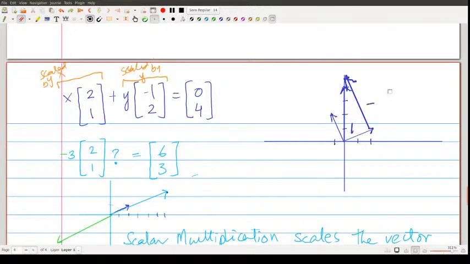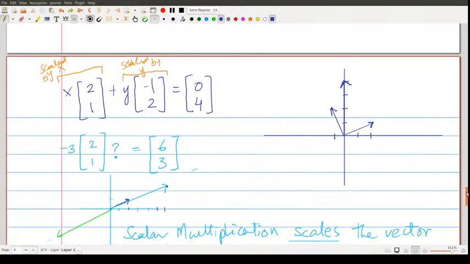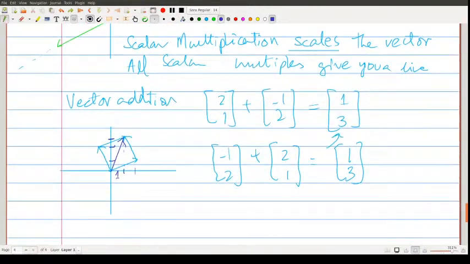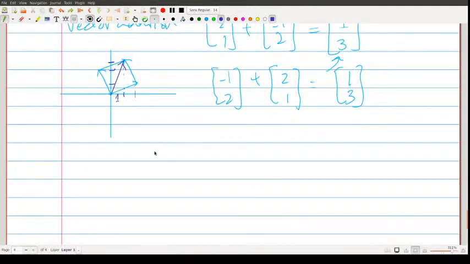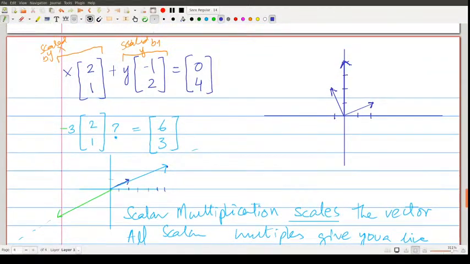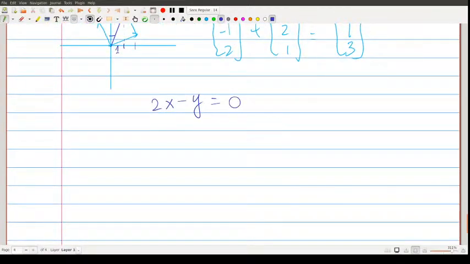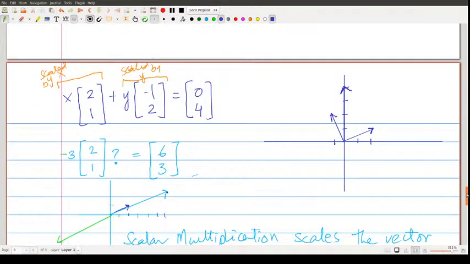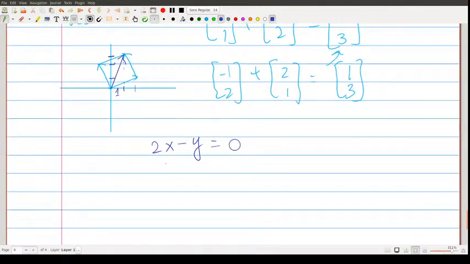So I'm going to reverse that process now, and we're going to try to find the solution of the system. So 2x minus y is equal to 0. That was the first equation. And x plus 2y equals 4.